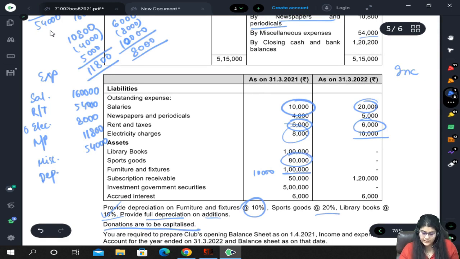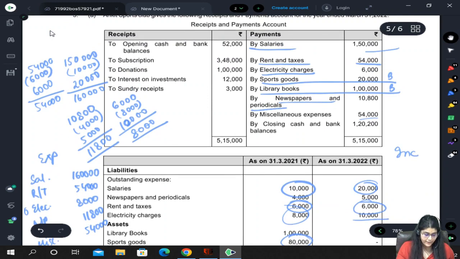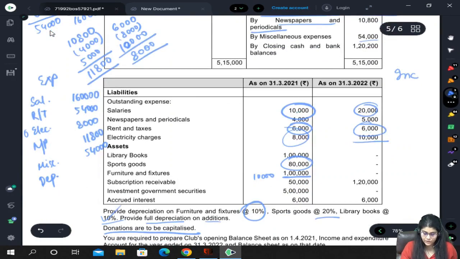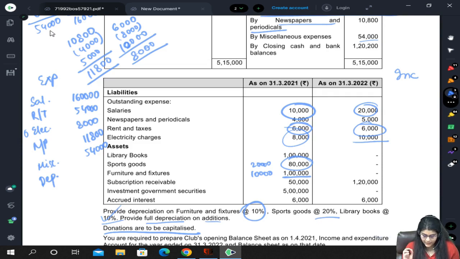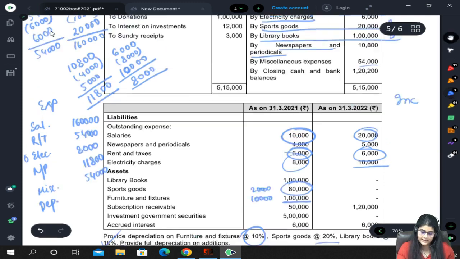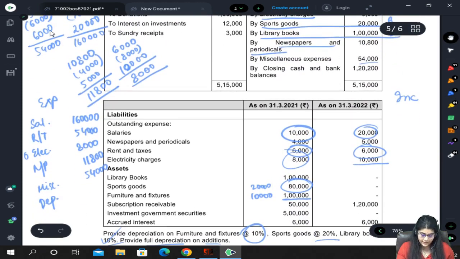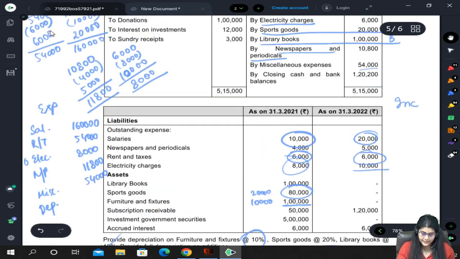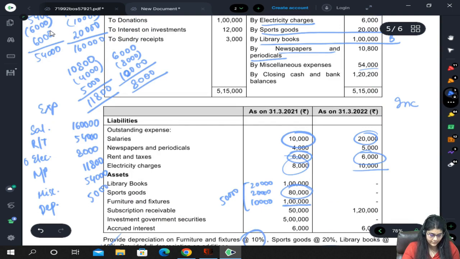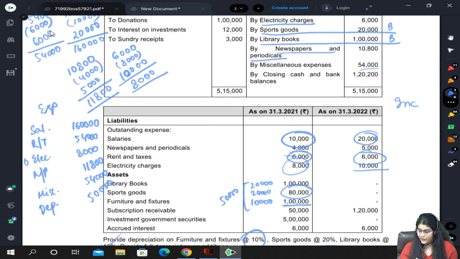Sports goods at 20%. Opening balance of sports goods is 80,000. And we also bought some sports goods of 20,000, which means again on 1 lakh we will be charging 20%. So that gives us 20,000. Lastly, on library books, 1 lakh opening balance, and we purchased another 1 lakh. So that gives us 2 lakhs and provision at 10%. So again, 20,000. Right? So total depreciation is 50,000.